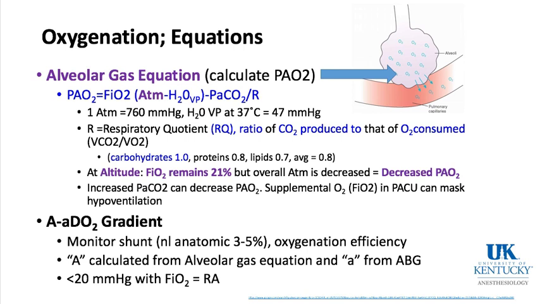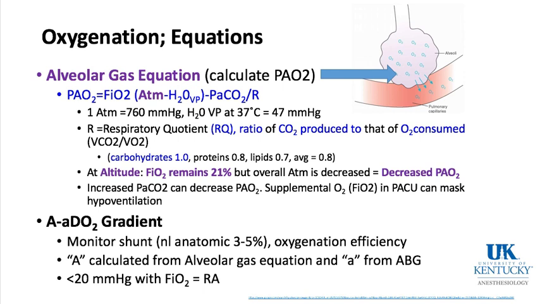At altitude, FiO2 remains 21%, whether you're at sea level or at Denver or at the top of Mount Everest, but overall atmospheric pressure decreases as you go up in altitude. This decreases PAO2, or the amount of oxygen in the alveolus, which is going to then decrease the amount that's in arterial blood.